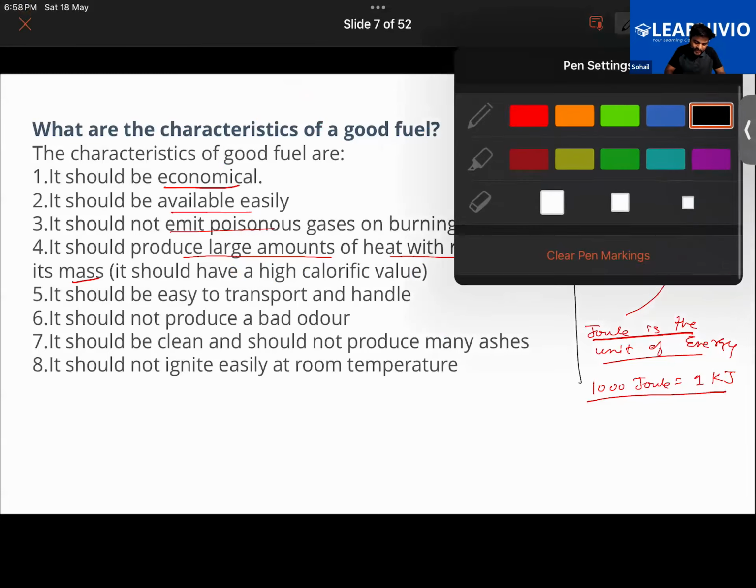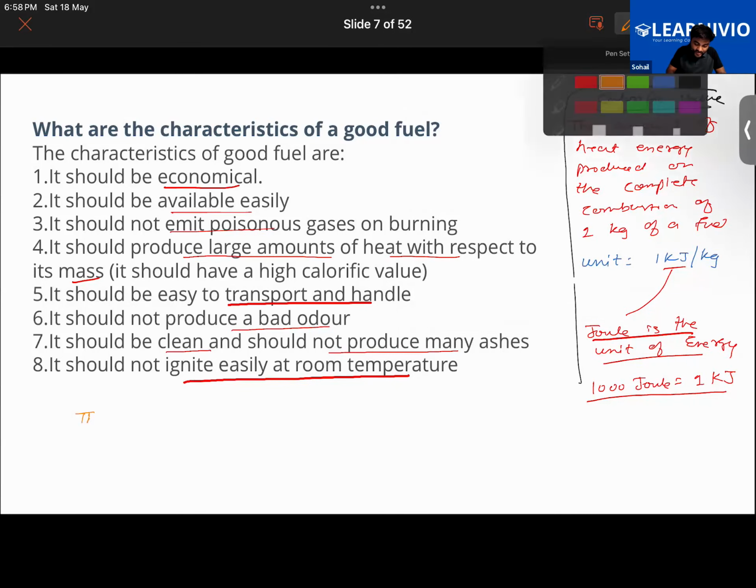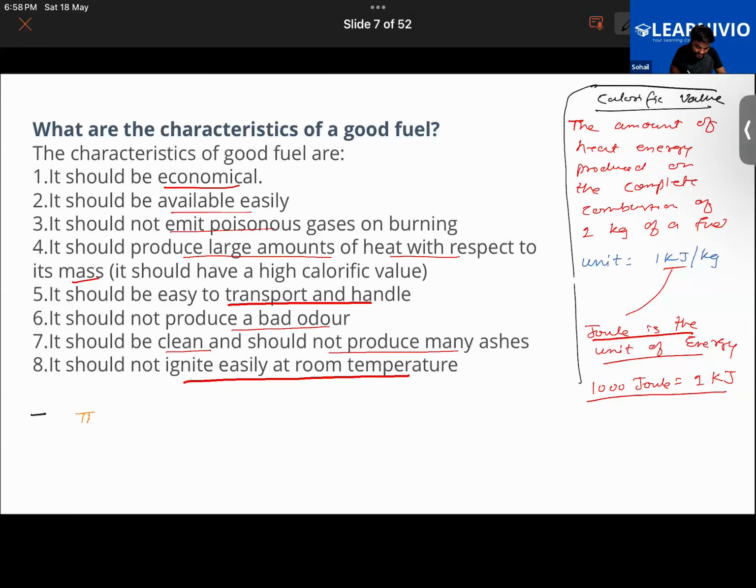Apart from having a good calorific value, a fuel should be easy to transport and handle. It should not produce a bad odor, meaning it should not give a bad smell. Then it should be clean and should not produce many ashes. It should not ignite easily at room temperature. So here you have a new concept, that of ignition temperature. See, ignite easily. So thereby you should learn about this ignition temperature.